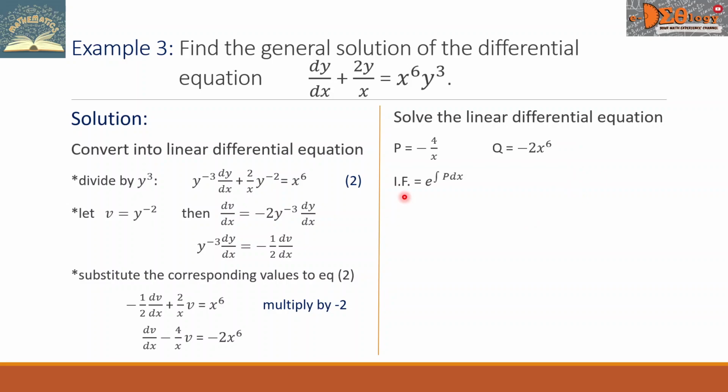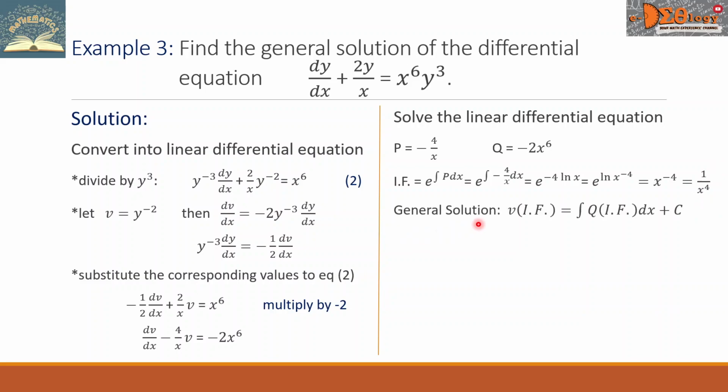Then we compute for the integrating factor. The formula is e raised to the integral of p dx. The value of p is negative 4 over x, so we substitute it here. When we evaluate the integral, we have now this negative 4 times ln of x. We can rewrite our exponent into ln of x raised to negative 4. We know that this e over that ln value will cancel each other. So we simplify this into x raised to negative 4, which is simplified further into 1 over x raised to 4. This is our IF.